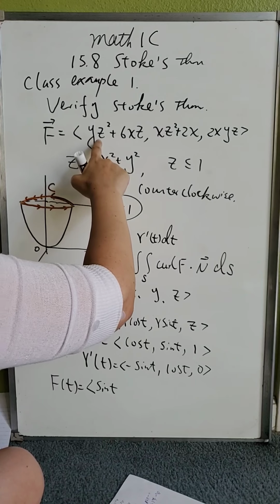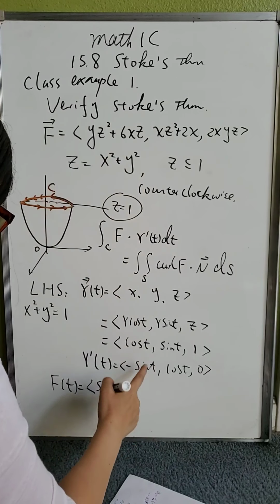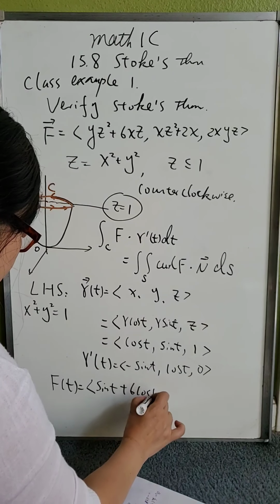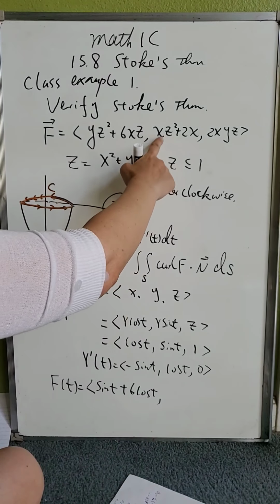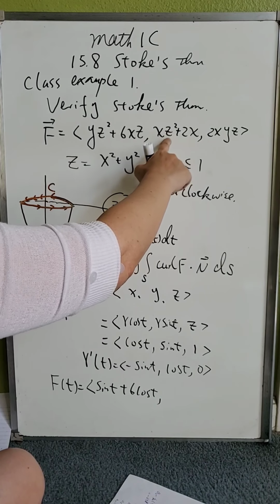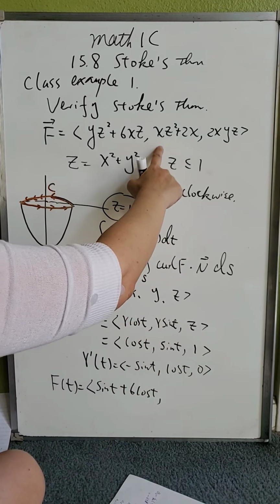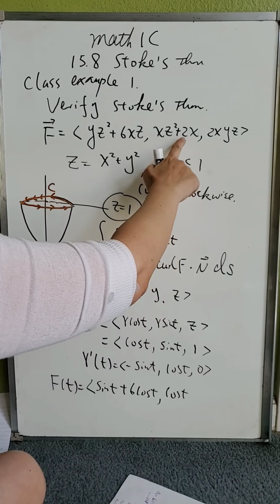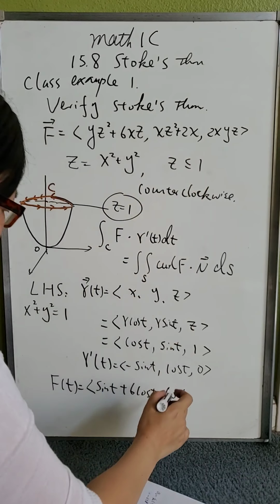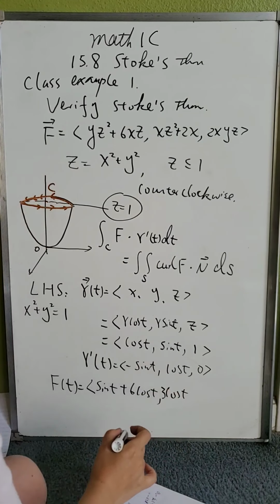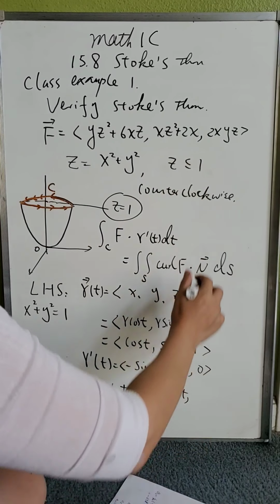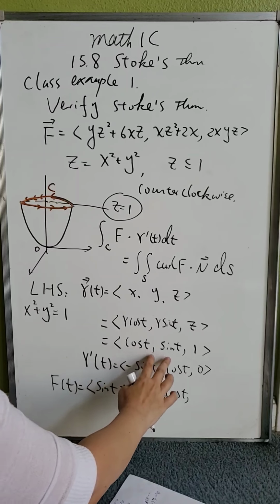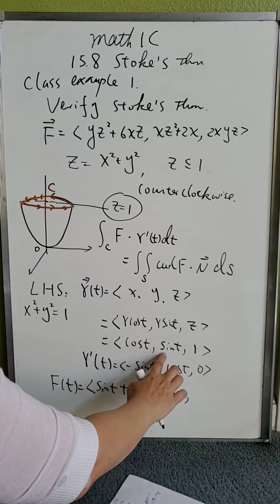So my sine t plus 6 cosine t. And then x z squared, so z again is equal to 1, so I don't need to care about it. So cosine t, and then plus a 2x, plus a 2 cosine t, so it becomes 3 cosine t. And then 2xy, this is a 1. 2 times x times y, so 2 times the cosine times the sine is sine 2t.